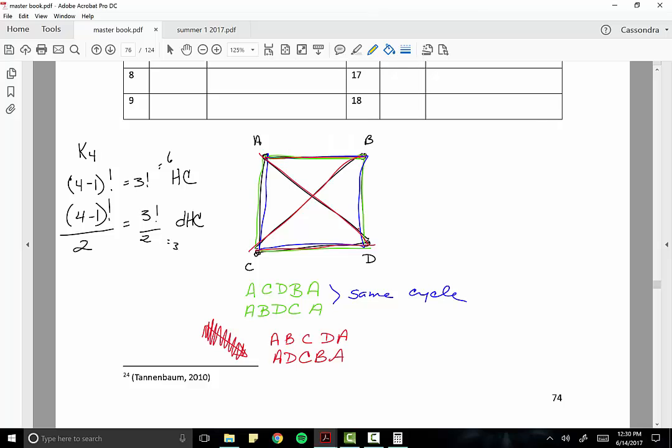So let's find the last two. A, C, B, D, A is the same as A, D, B, C, A. So dividing n minus 1 factorial by 2 eliminates the double counting.